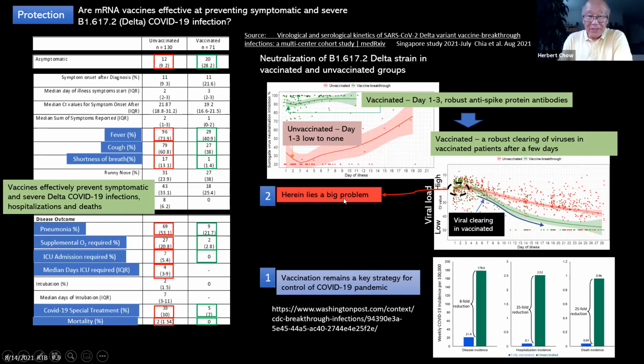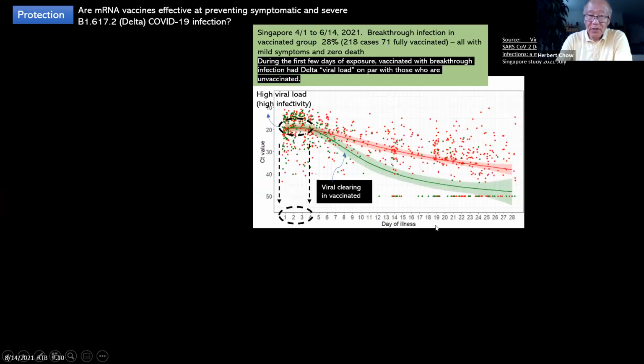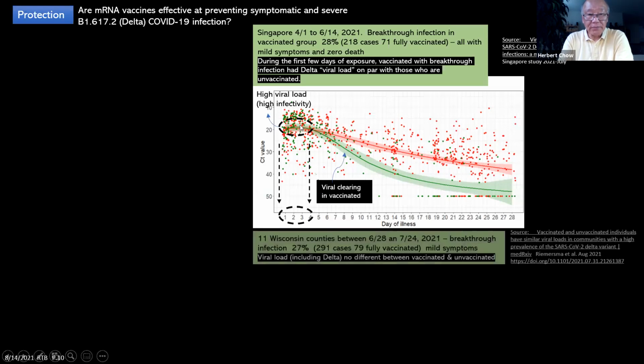So here lies the big problem. I want you to focus on the initial 3 or 4 days, what happened. This is the same set of data. These individuals, if you look at the samples, whether vaccinated group or non-vaccinated group, if you take a look at the swabs coming from these groups, all of them carry a large load of virus.